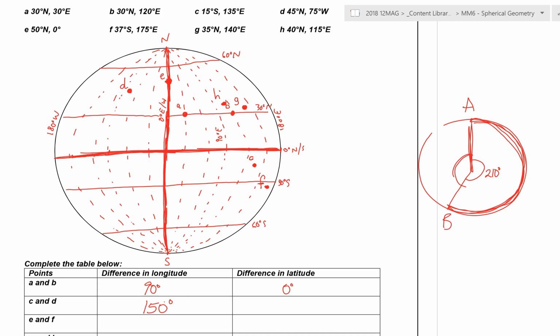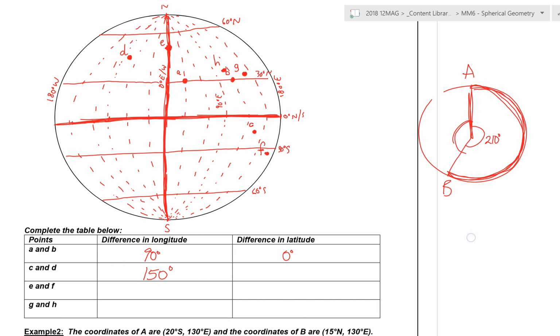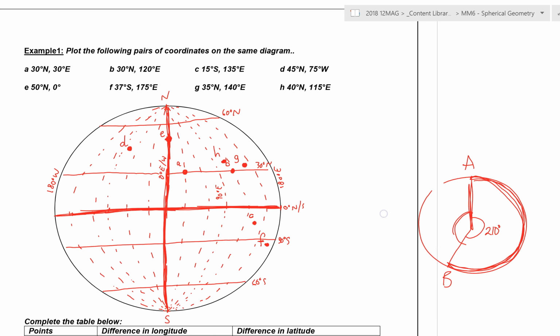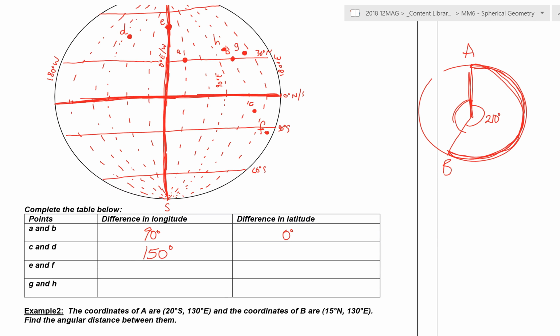When we're talking distance, that's the way to go. When we're talking time, we might deal with things differently. But for distance, to get from C to D, I'd be much better off going this way than that way. Now, the difference in latitude from C to D is, let's have a look. Now, it's 15 south, 45 north. They're different, so we add them. I get 60 degrees. That's quite a complicated one.